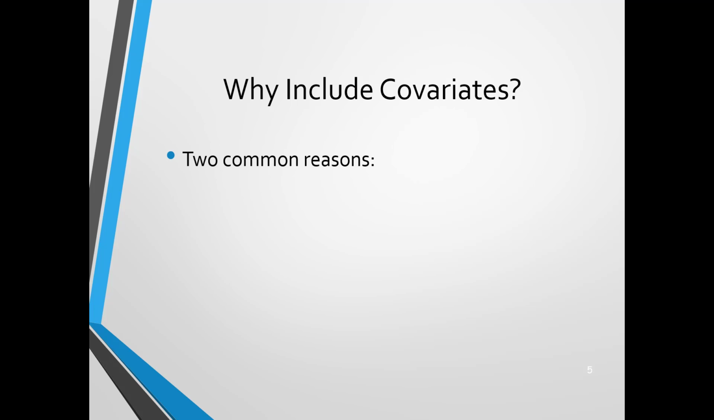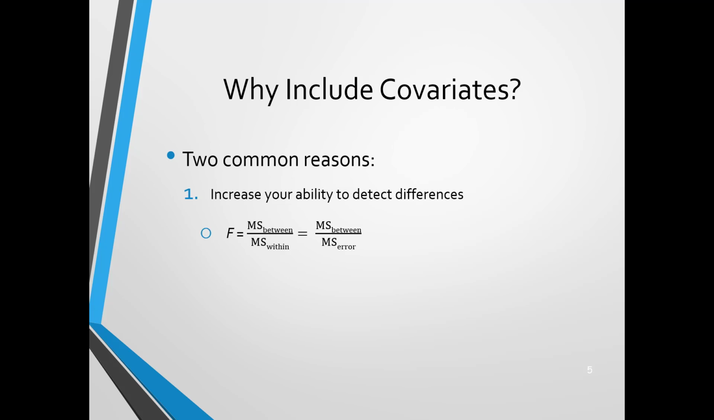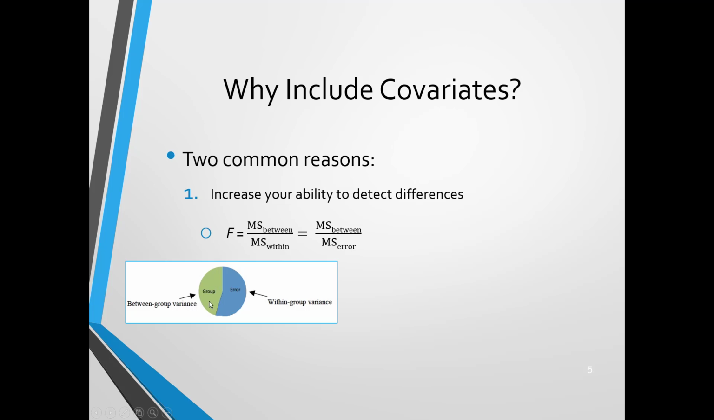Now, why might you include covariates when using ANOVA? There are a couple of common reasons. One of them is mathematical, so it increases your ability to detect differences. And so you might remember that the F statistic is the ratio between mean square between and mean square within. Now, typically, mean square within is everything else under the sun that's not accounted for by the systematic group difference, which is MS between. And so typically it would look like this, where the ratio would be between group variance here and then the within group variance here.